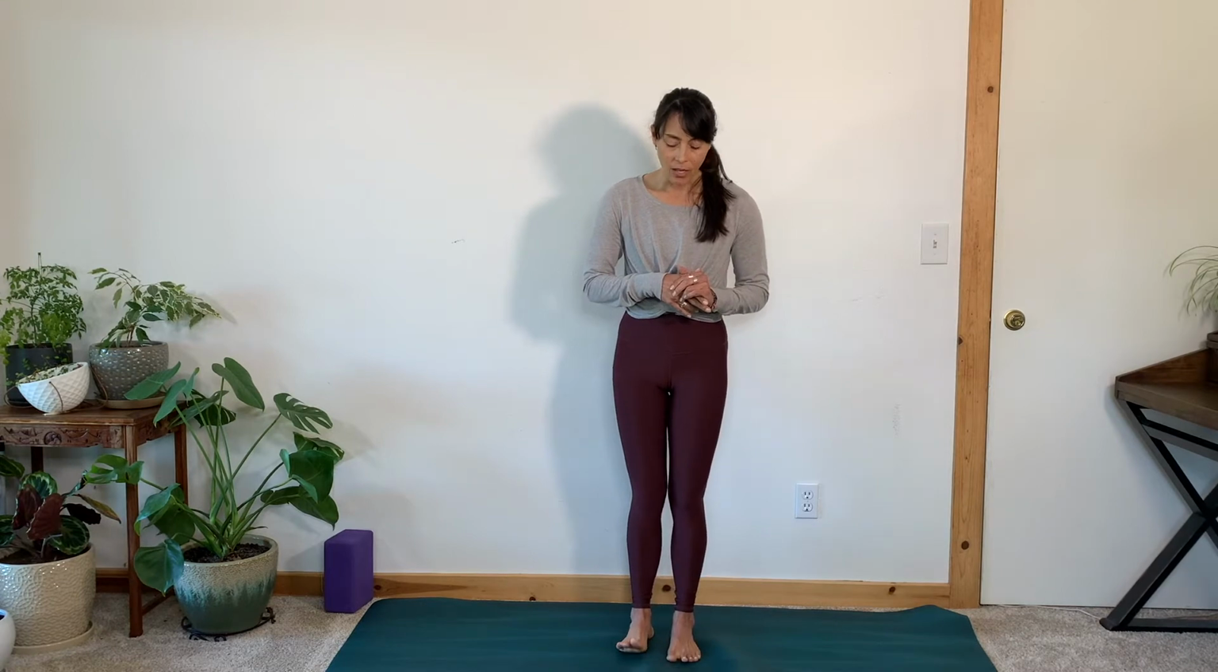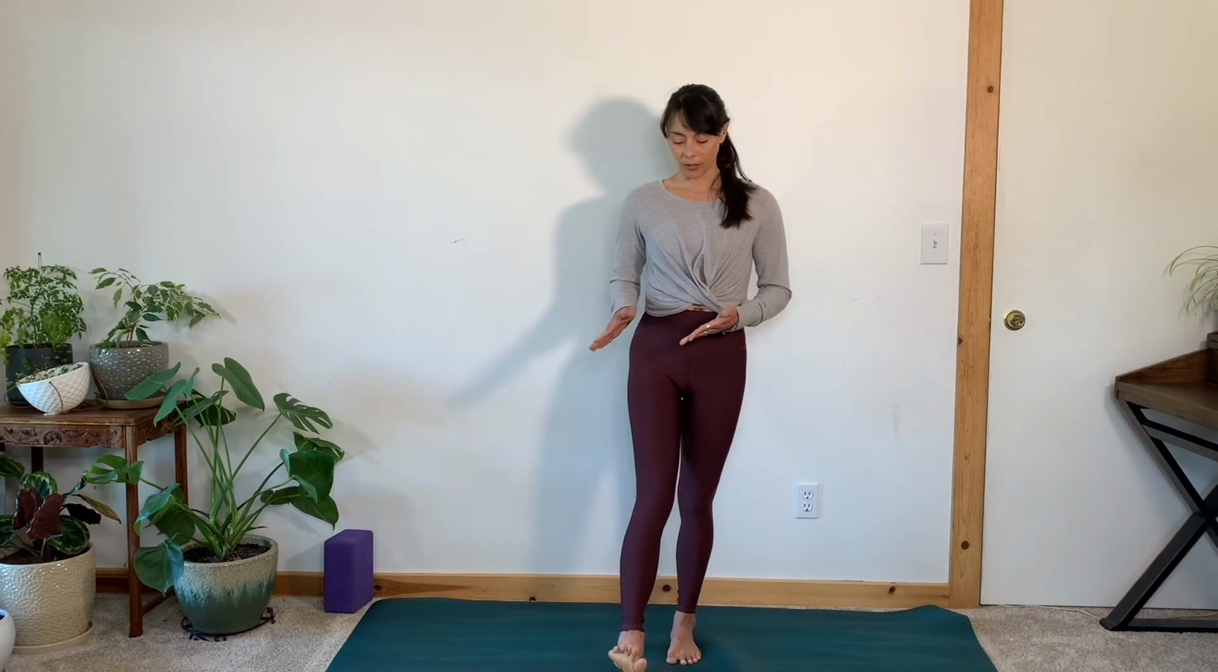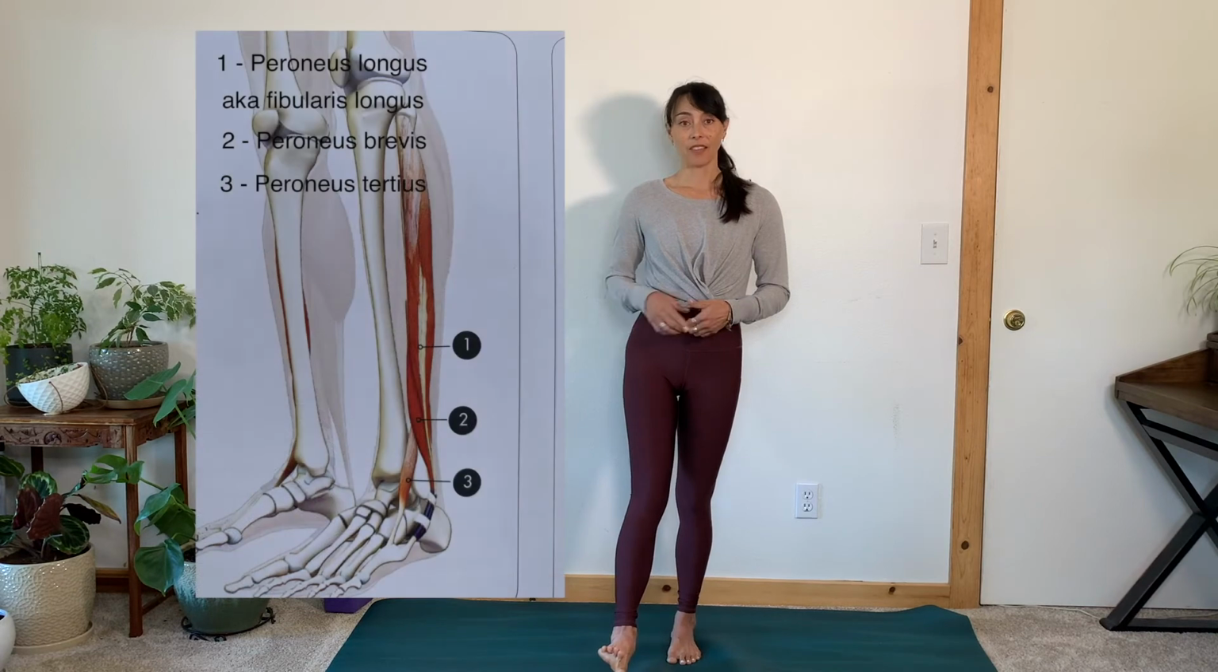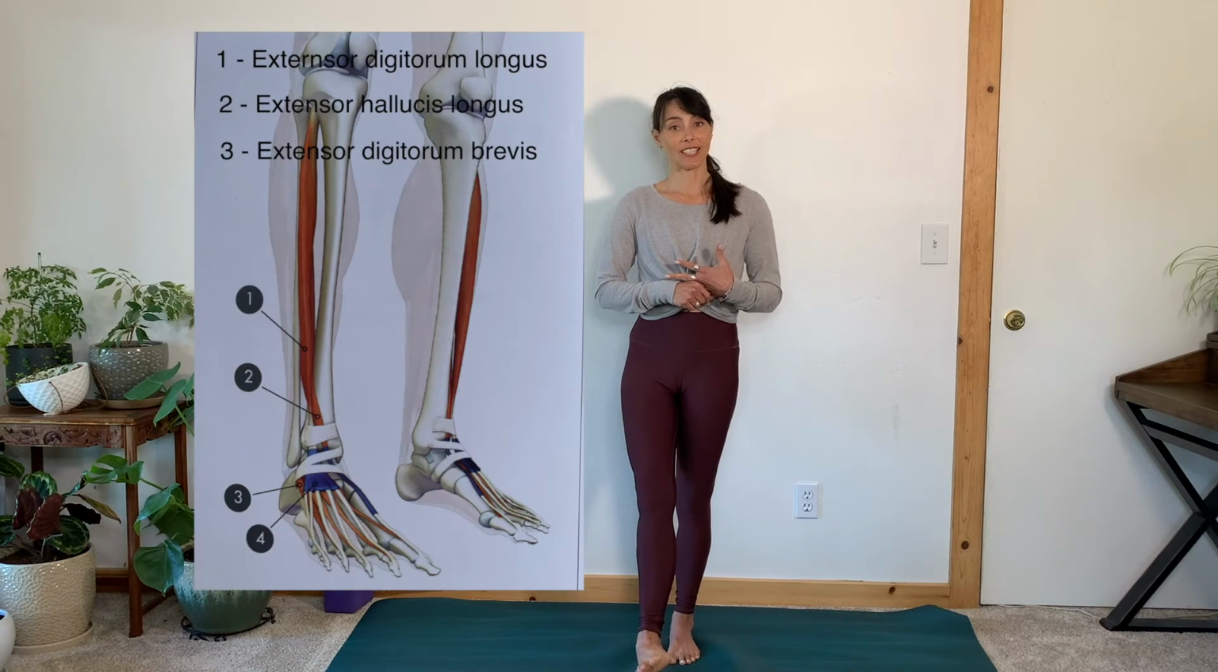And then the last set of actions that we're going to look at are eversion and inversion. So our eversion is pinky side of the toe, or external side of the foot, reaching up towards the sky. And our inversion is big toe towards the sky, or interior side of the foot reaching up towards the sky. Muscles involved in eversion are going to be fibularis longus. Muscles involved in inversion of the foot are going to be tibialis anterior and extensor hallucis longus.